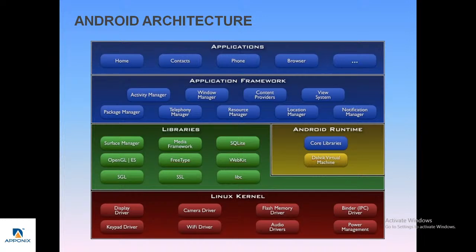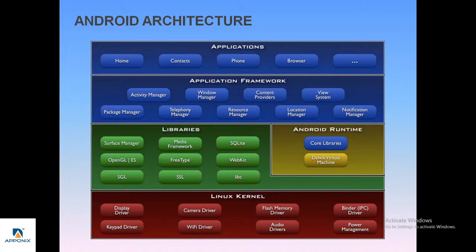And this layer, the blue color, the third layer, is written in Java programming language. Now these three parts, application framework, libraries and the Android runtime, are combined and form a middleware. So the middleware is nothing but the SDK, that is Android Software Development Kit.